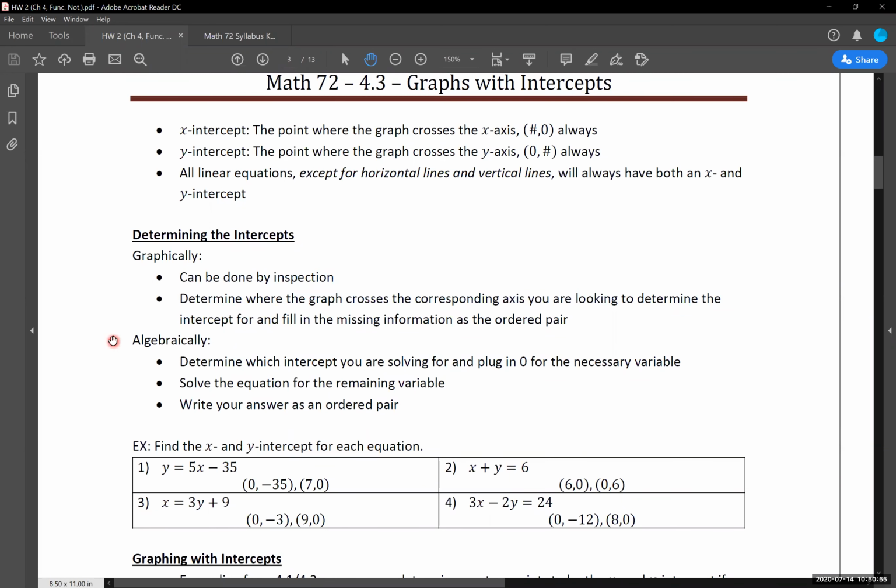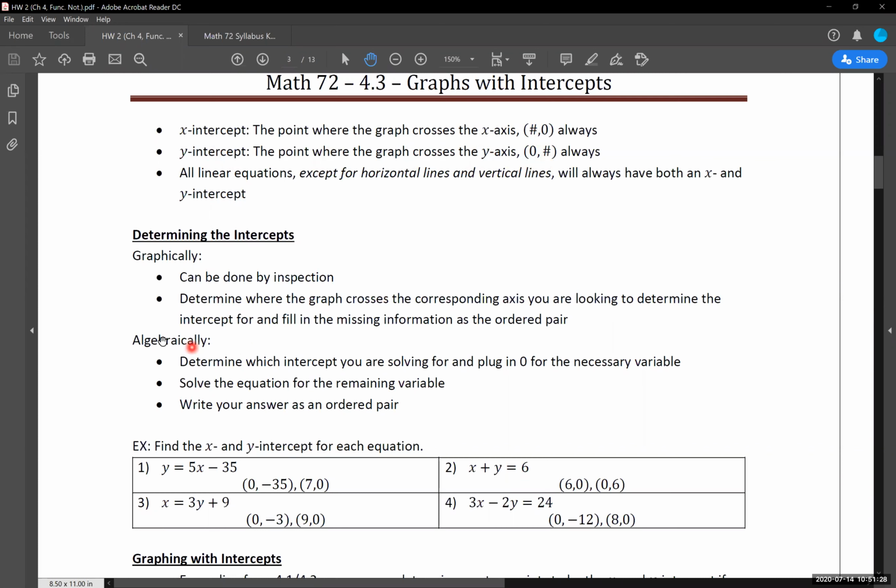If we were to find these intercepts algebraically, we determine which one we are solving for, and then plug in 0 for that necessary variable. For instance, if we have been given an equation and first we're going to solve for the x-intercept, I'm going to plug 0 in for my y variable, and then solve for x. Vice versa, if I'm going to be solving for my y-intercept, I need to plug in 0 for my x variable, and then solve for y.